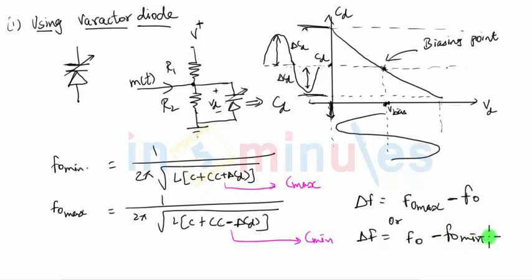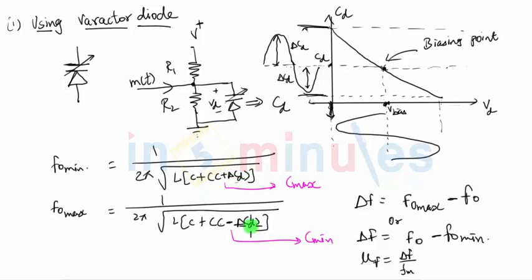And further, once you decide delta F, you can decide your mu F as delta F upon Fm. So to obtain large values of modulation index, you will need large values of frequency deviation, and for a large value of frequency deviation, you will need a large gap between F4 and F4 max, or F4 and F4 min. And to obtain a large gap, you must simply have a large range over which the capacitor is changing, and hence in that case you need a large value of delta CD.